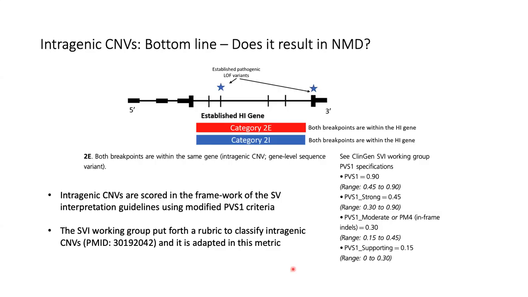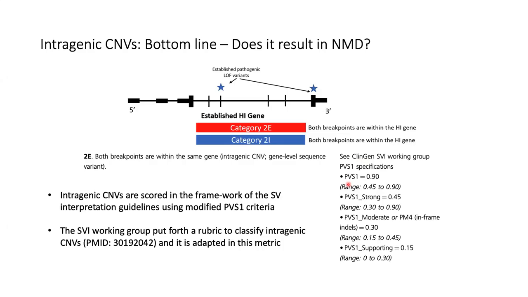So to analyze this, there was a rubric put out by the sequence variant work group from ClinGen. They have modified the PVS1 criteria that was published in the sequence variant interpretation guidelines and created a framework to classify deletions and duplications that occur within the reading frame of the gene. And the reference is right there. I would encourage everyone to read it. It's actually very informative. And we have taken that publication and adapted their framework to our semi-quantitative rubric.